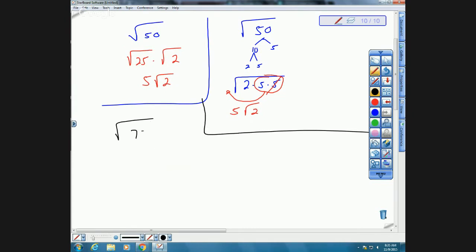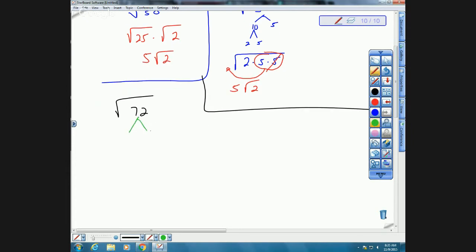Again, you may have been taught this way, but I'll probably do it this way because you don't have to think as much. So square root of 72. What number do you think of? First number you think of to divide 72? 8 and 9. And that's one of the problems. If you try to do this one this way, it makes this one hard.